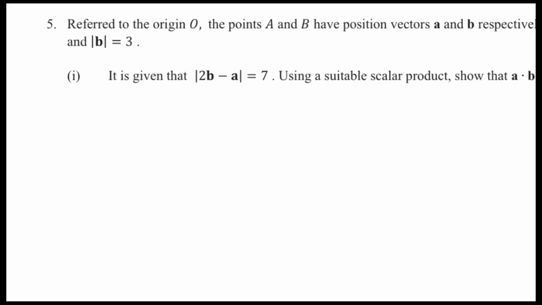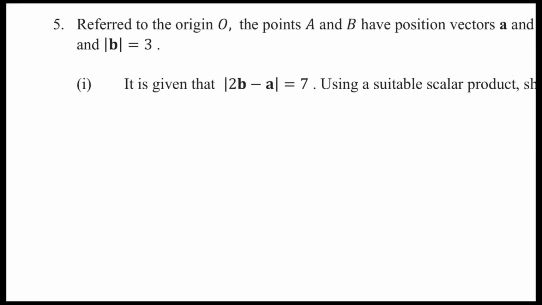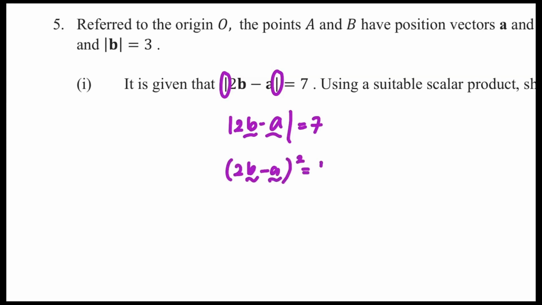Okay. Whenever you see mods like this, what can you do? You need to square. By squaring it, you can actually get rid of the mod. So let's do it together. You have the mod of 2b minus a equals 7. So mod of 2b minus a, squared, equals 49.